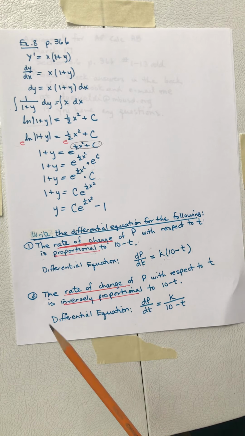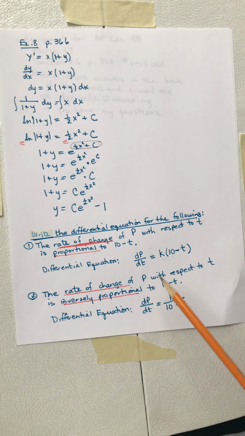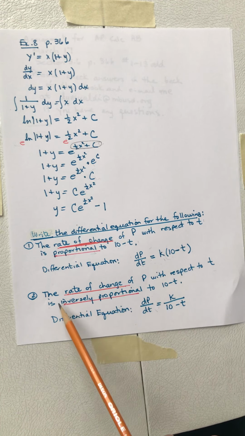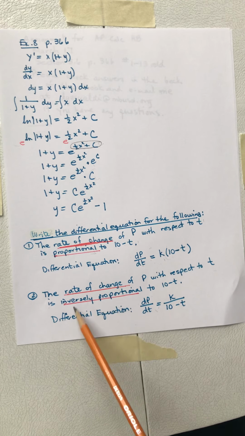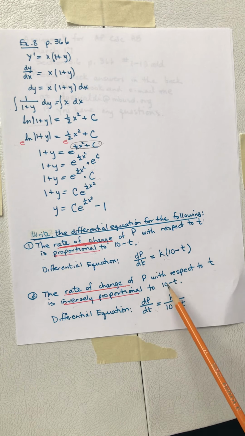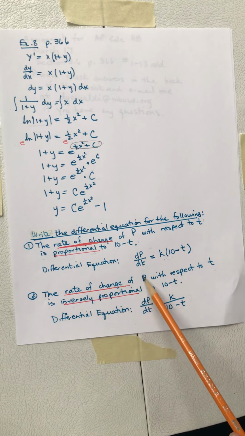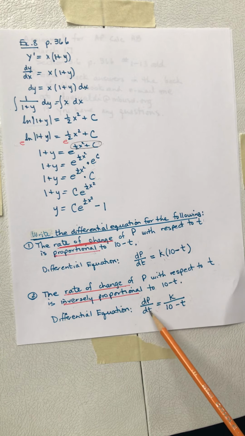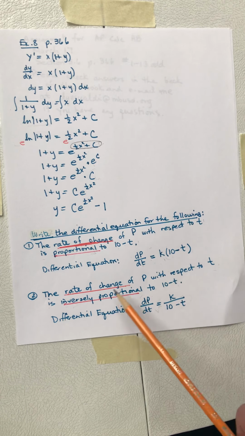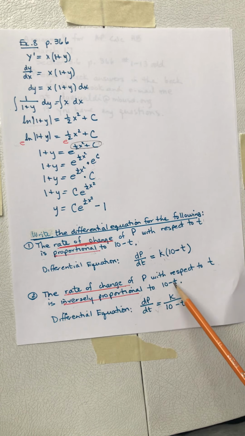There you have it. dp/dt equals k times the quantity 10 minus t. I'll try another one. The rate of change of p. Here comes a derivative with respect to t. dp/dt is equal to, that's our equal sign, is inversely proportional. That is k over what? k over the 10 minus t. So rate of change of p with respect to t, dp/dt, is inversely proportional. k over something, k over what? Inversely proportional to 10 minus t, so k over 10 minus t.